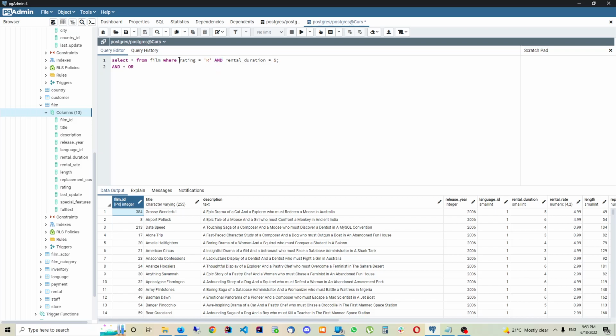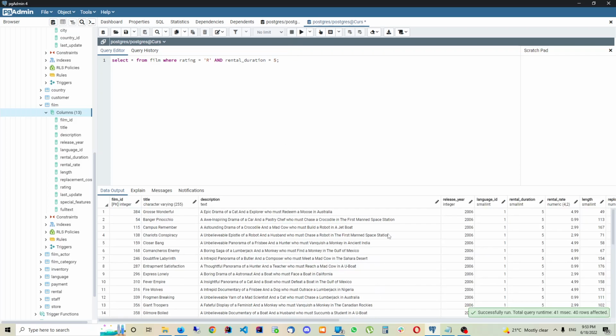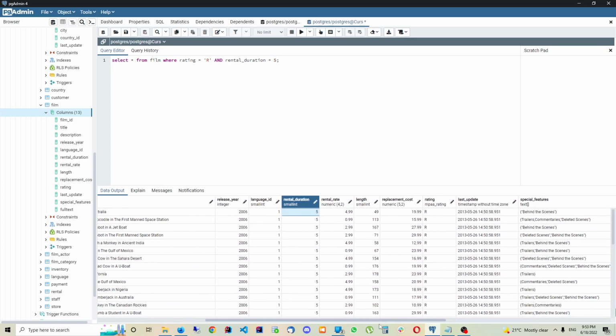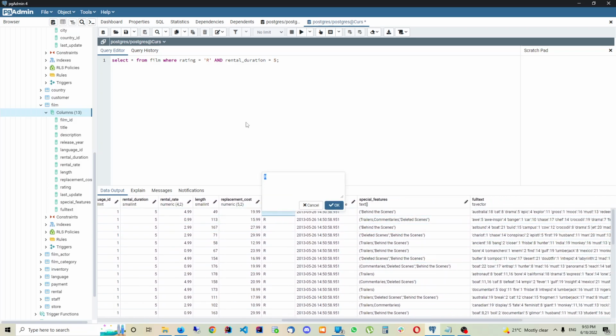AND will combine these two conditions and will give only the rows that have true on both conditions. So we'll give only the movies that have rating R and have rental duration 5. So if I delete this and type, you can see here that I have 40 rows that have rental duration 5 and also the rating is R.